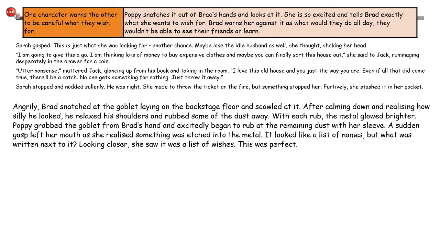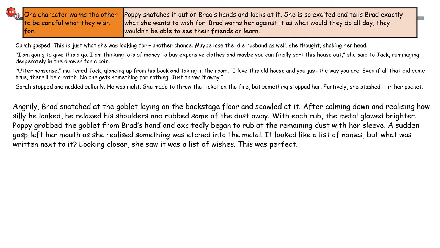Angrily, Brad snatched at the goblet laying on the backstage floor and scowled at it. After calming down and realizing how silly he looked, he relaxed his shoulders and rubbed some of the dust away. With each rub, the metal glowed brighter. Poppy grabbed the goblet from Brad's hand and excitedly began to rub at the remaining dust with her sleeve. A sudden gasp left her mouth as she realized something was etched into the metal. It looked like a list of names, but what was written next to it? Looking closer, she saw it was a list of wishes. This was perfect.